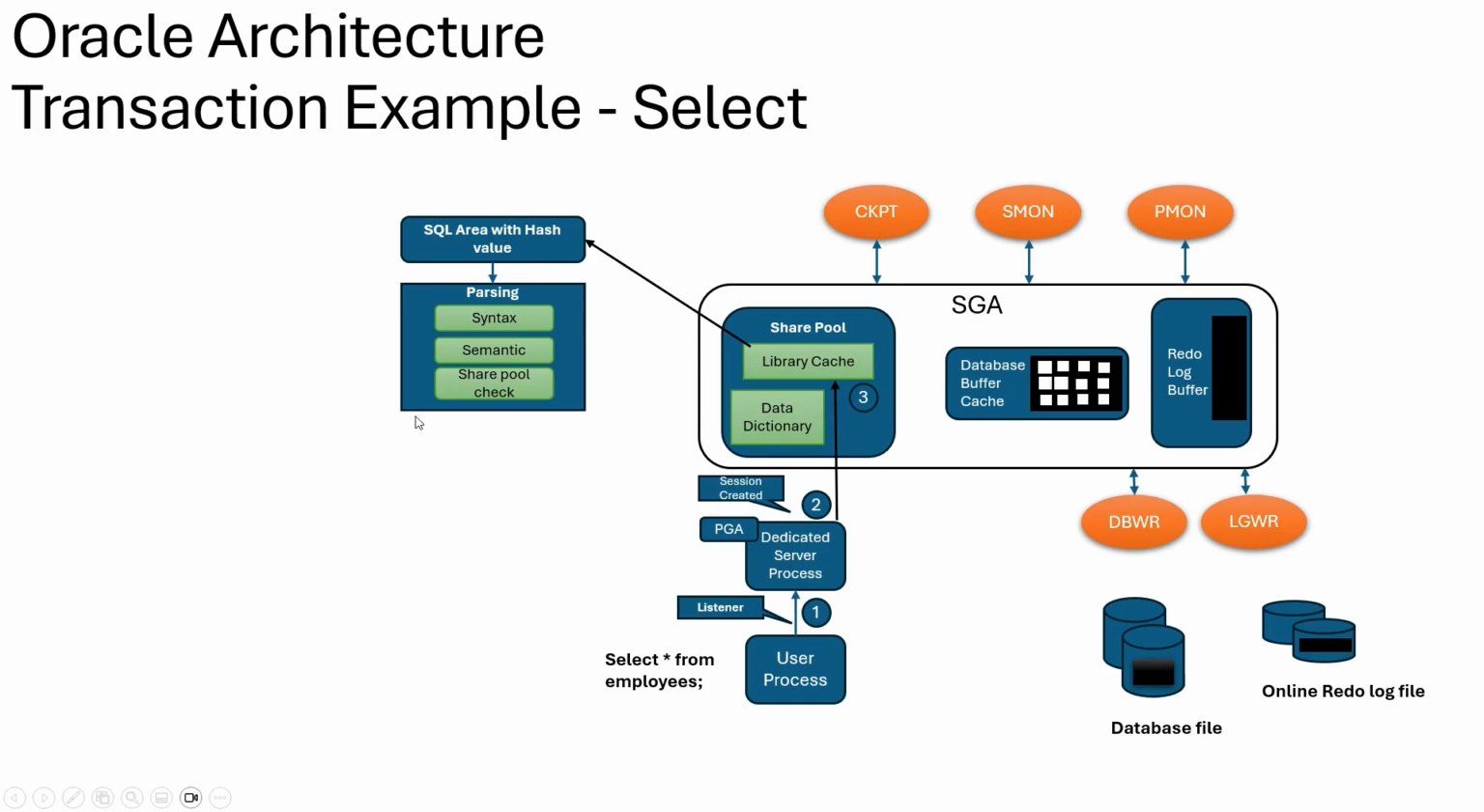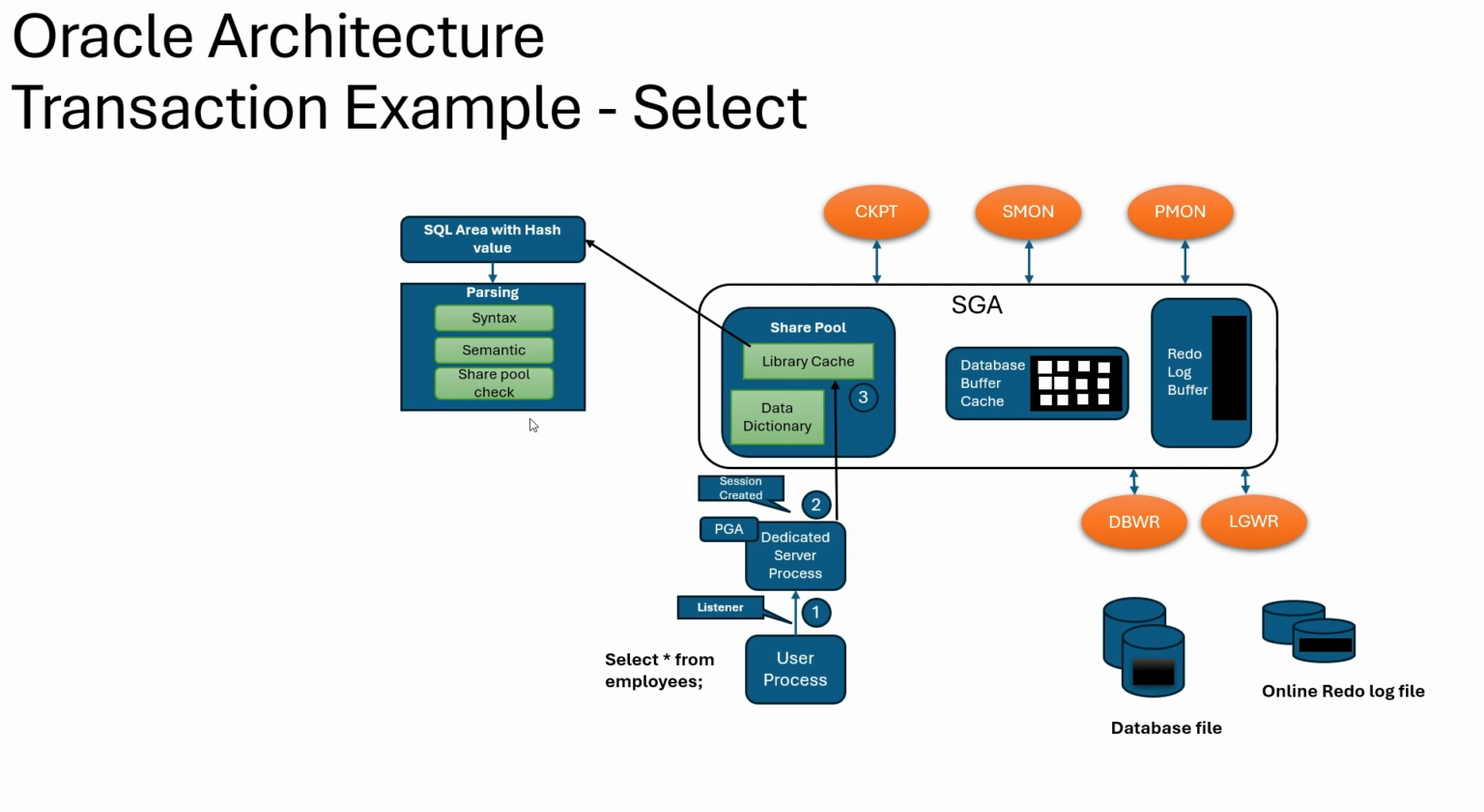So if this query is running for the first time, it will check this hash value which was created in the SQL area, whether it is there in the shared pool check. If it is available, the hash value will have a reference execution plan. Since we are doing it for the first time, the hash value won't be available in the shared pool check. But as part of the parsing, it checks whether this SQL statement was already executed in the past and has an execution plan or not.